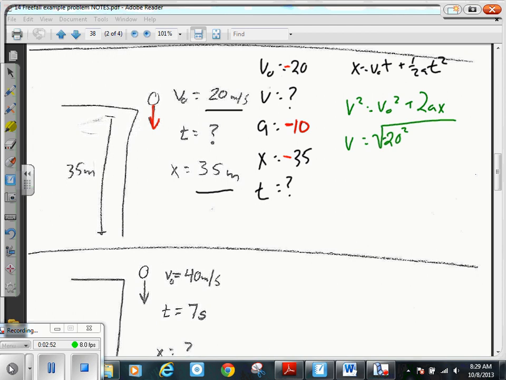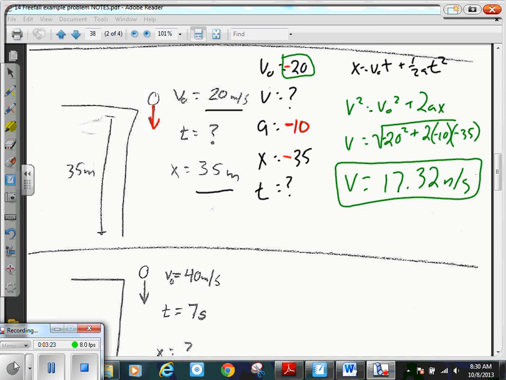Now, let me ask you this. Does that negative get squared? It does, because it's actually part of the number that's describing the velocity. It's not a math thing. It's not like I moved this number around or anything. So that is a number, a negative, that gets squared. And then plus 2 times negative 10 times negative 35. Okay, so we get 17.32 meters per second.